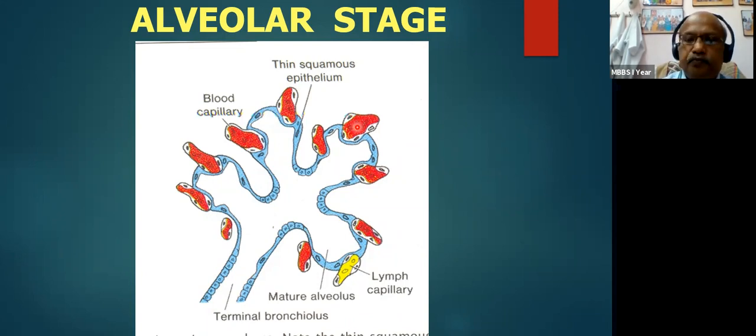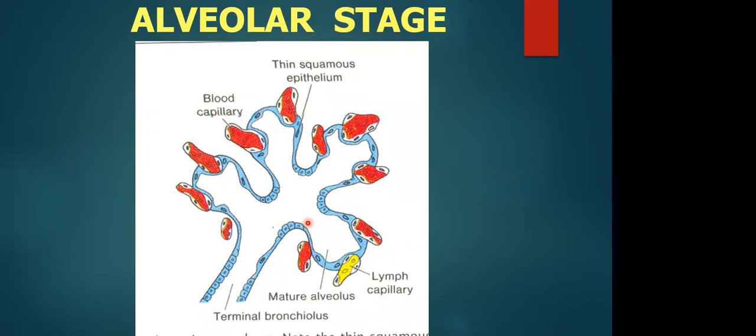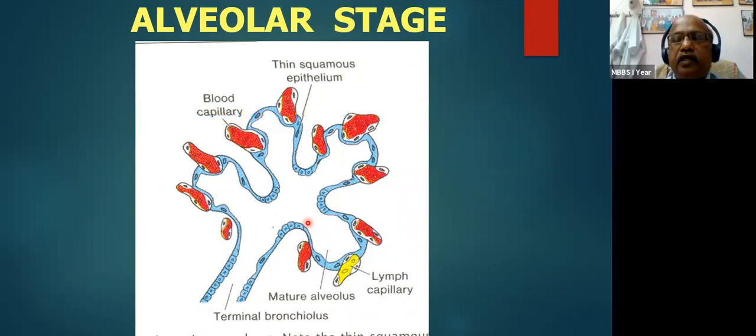By this time, you will have formation of alveolar cells in the alveoli. You have already studied type 1 and type 2 cells, isn't it? Type 1 alveolar cells and type 2 alveolar cells. What is the function of your type 2 alveolar cell? Synthesis of surfactant. Yes, very good. It secretes surfactant. That's why the type 1 cell is simple squamous epithelium.